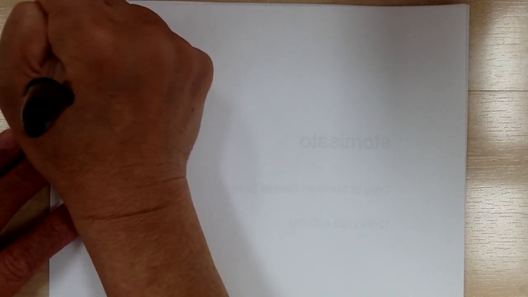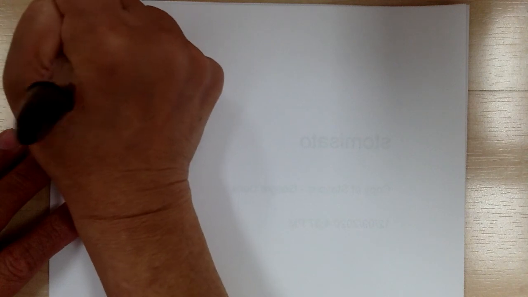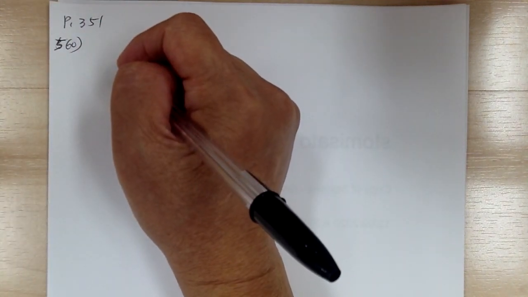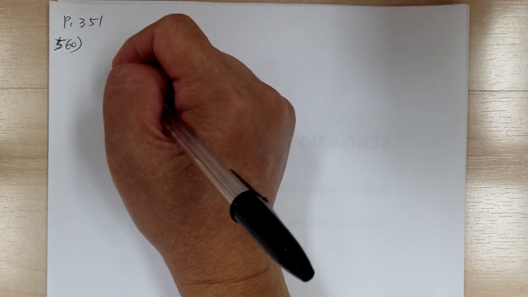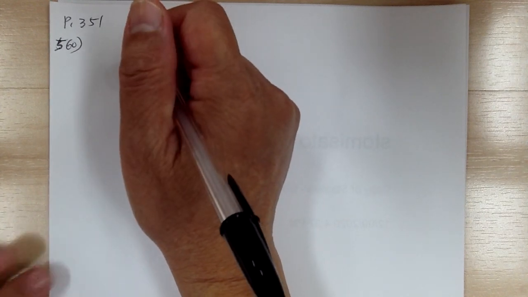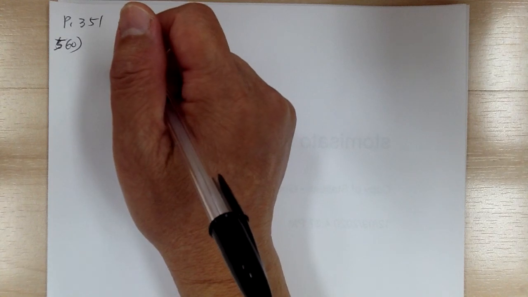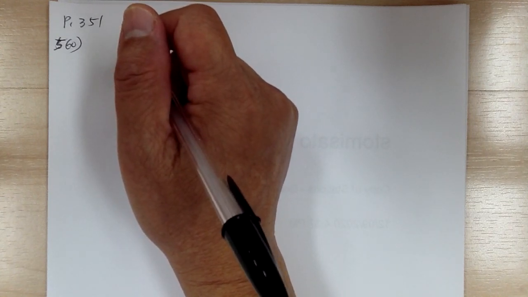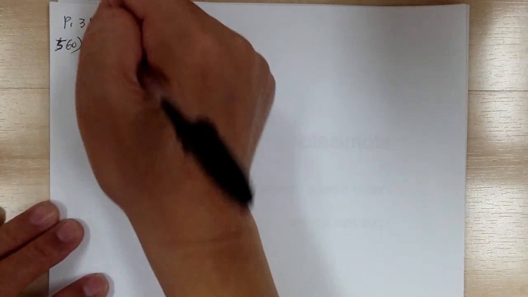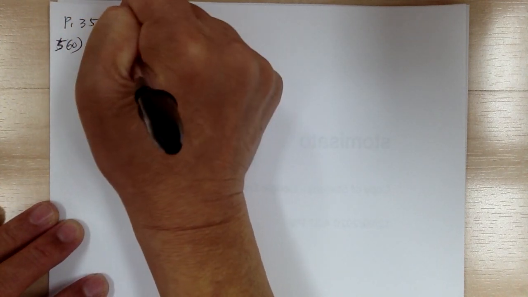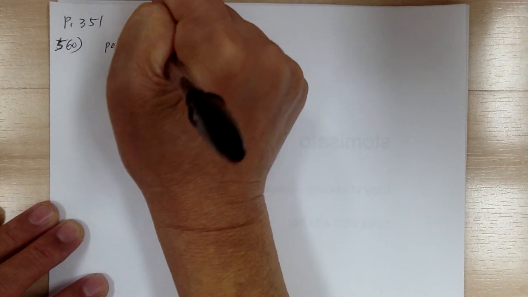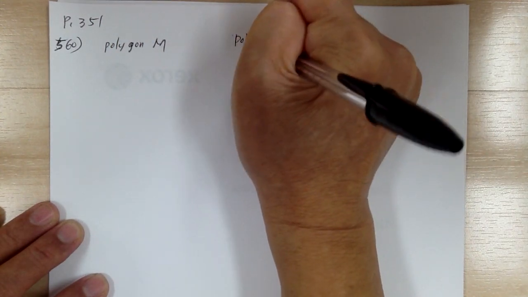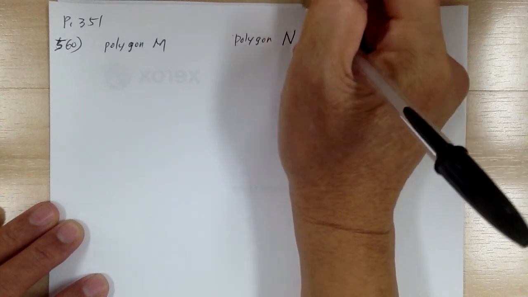Okay, 560. It says the ratio of interior angles of two regular polygons is 3:2. And how many pairs are there? Okay, so you got two polygons. So let's go and call it polygon M, and you have the polygon N.